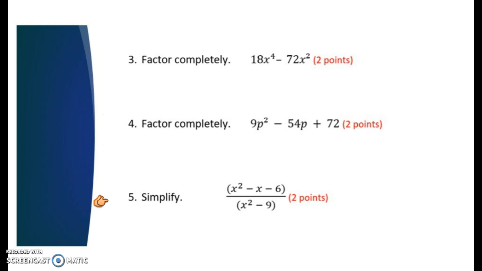Question number 5, simplify. x squared minus x minus 6 divided by x squared minus 9.